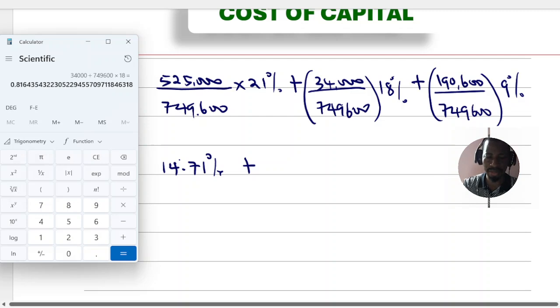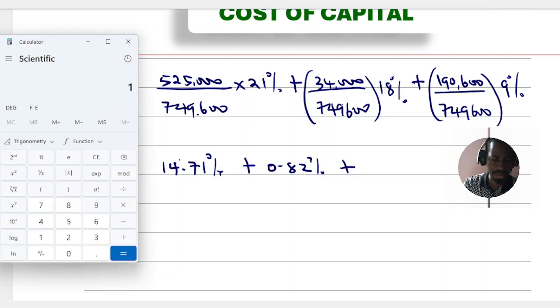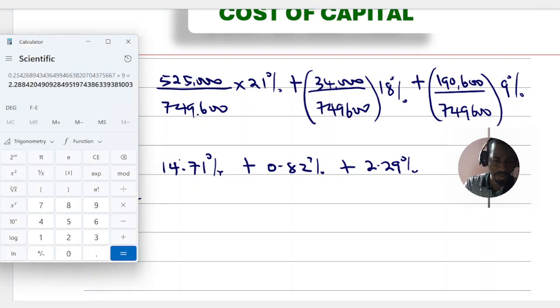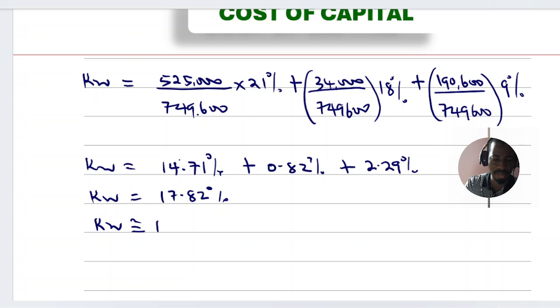That's 0.82%. Plus 190,600 divided by 749,600, equal, then multiply by the after-tax cost of debt of 9, equal, that's 2.29%. So our final answer: 14.71 plus 0.82 plus 2.29, equal, that's 17.82%. So the WACC is approximately 18%. This is the weighted average cost of capital.